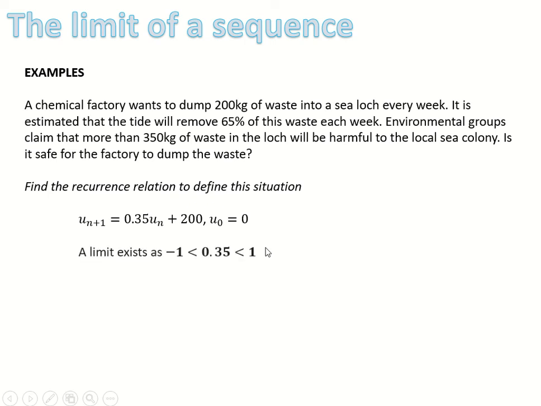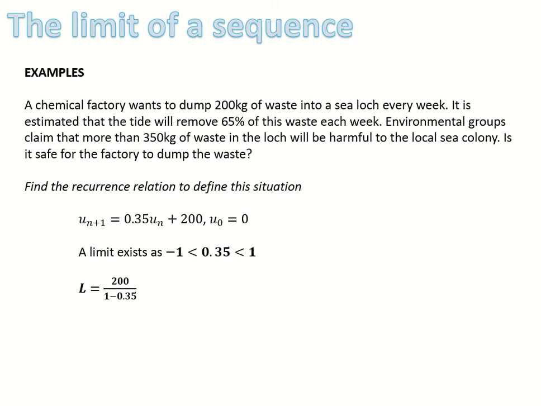Right. First thing we can do, if we're trying to find the limit, we want to determine whether a limit actually exists. Because this value, the 0.35, is between -1 and 1, there is a limit and it does exist. We have to make that clear every time we're trying to find the limit. So 0.35 is greater than -1 and less than 1, it's between these values, so we know a limit exists. Now we actually want to find that limit using the formula.